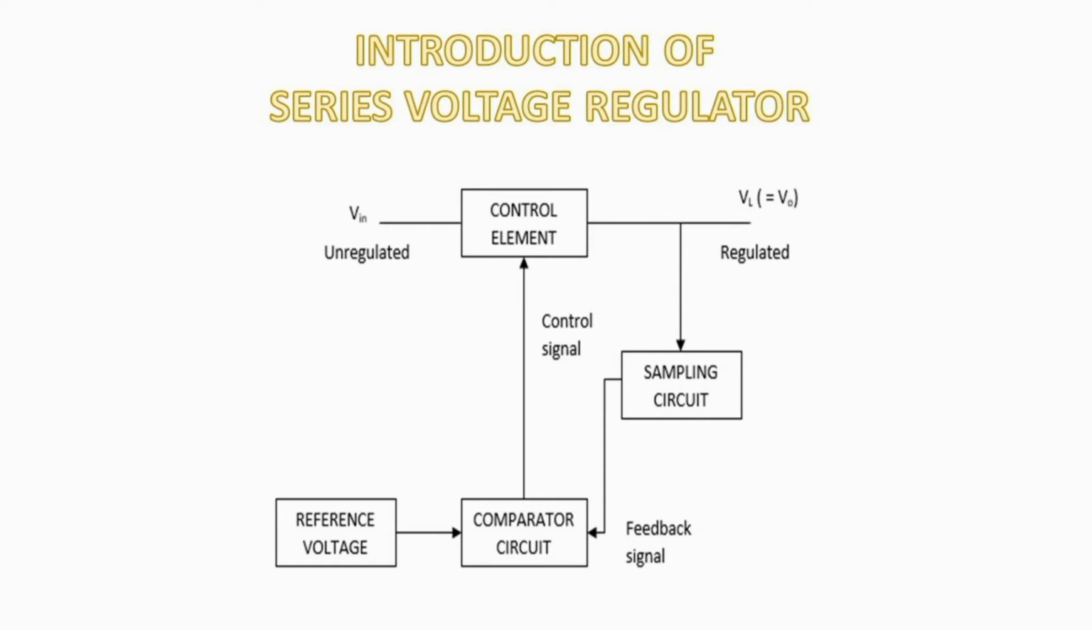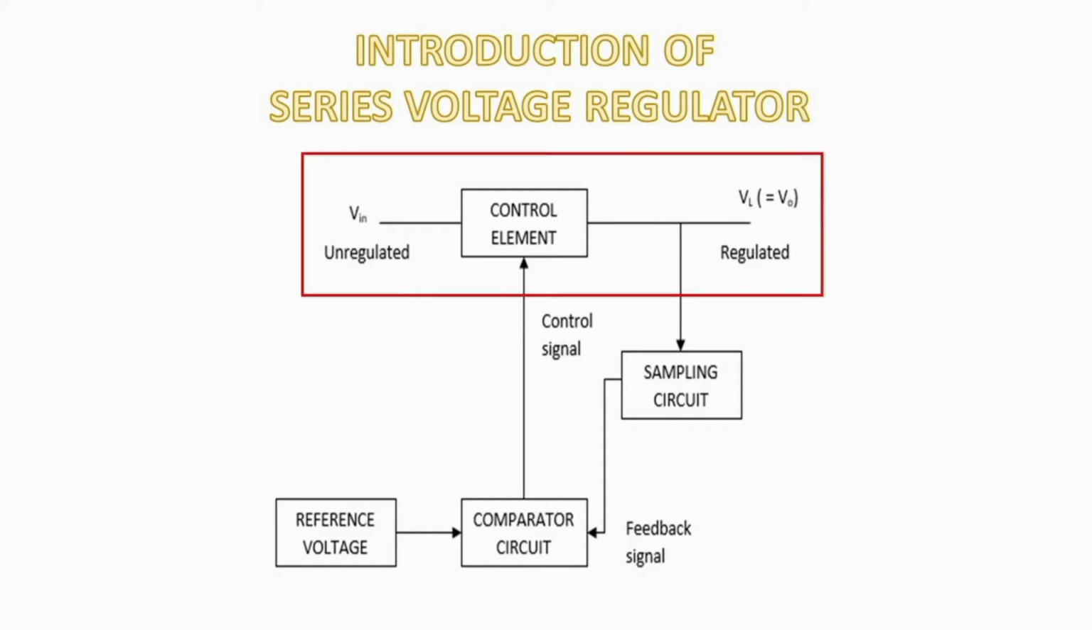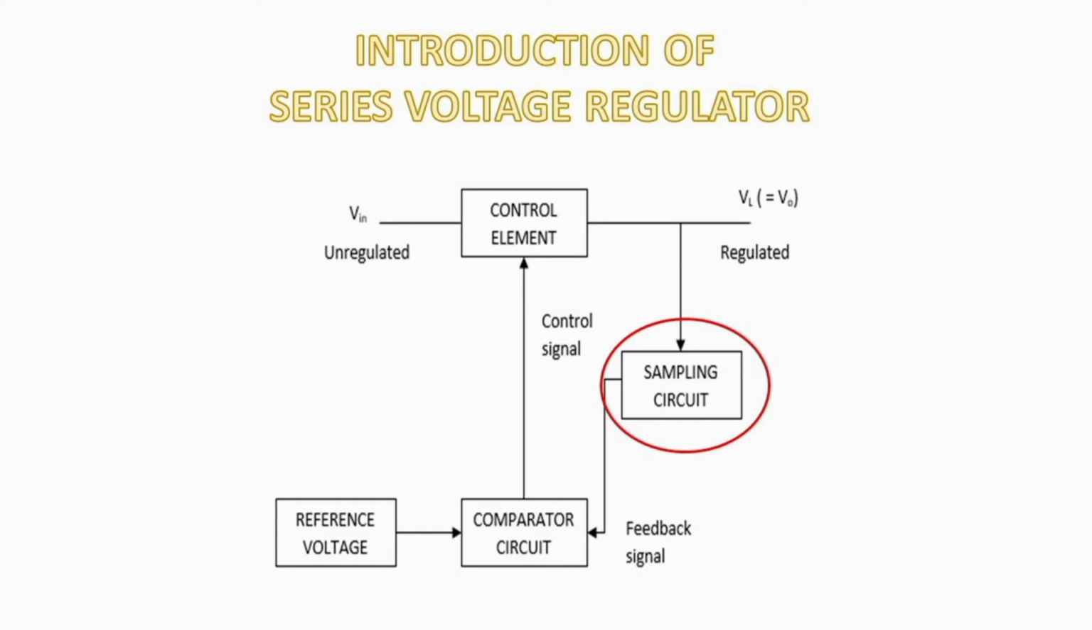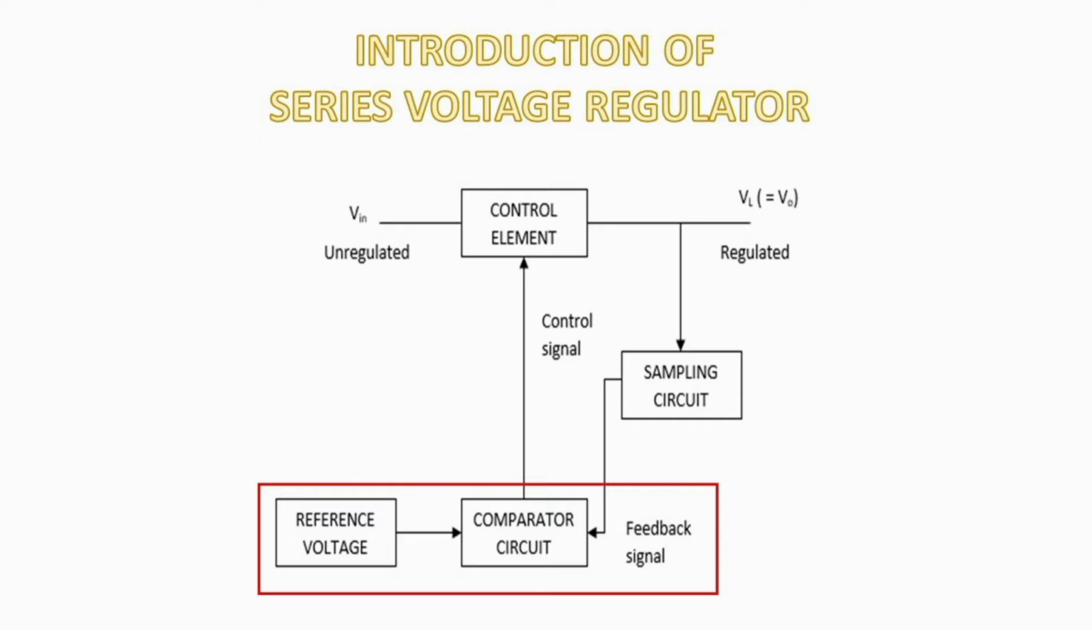The input of the circuit refers to the unregulated DC voltage while the amount of output is controlled by the control element. The necessary feedback signal is provided by the sampling circuit. The op-amp is used as a comparator to help compare the feedback with the reference voltage in order to create a suitable control signal.